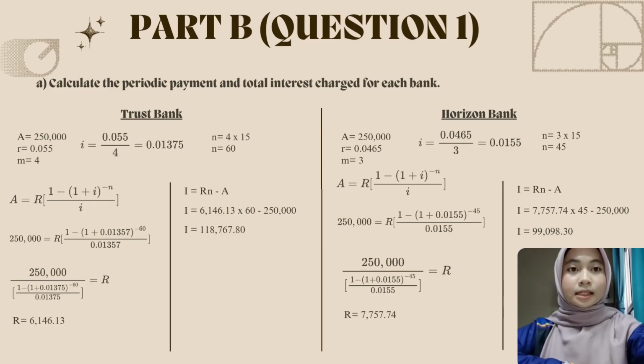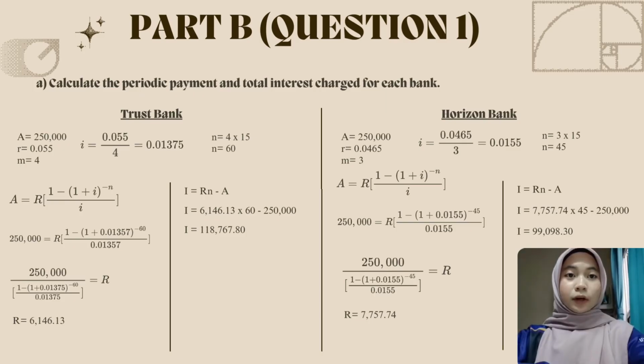Okay, the total interest charge for Trust Bank, we're going to use the formula I equals Rn minus A. I equals 6,146.13 multiplied by 60 minus 250,000. So we get 180,767.80.